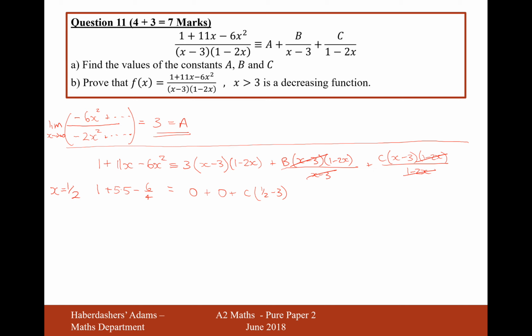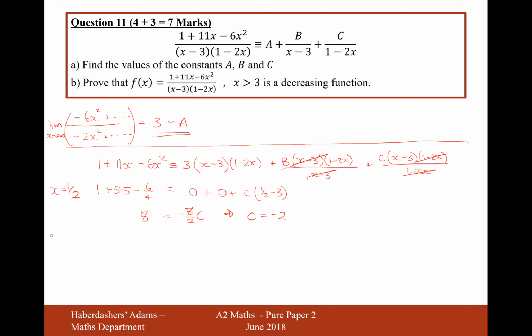Now let's work out what we've got on the left. We've got 1 plus 5.5 minus 6 over 4. So we've got 5 on the left. And on the right, we've got 1/2 minus 3, so that's minus 5 over 2. Cancel out the 5s from both sides, times by minus 2 on the other side, and we have C equals minus 2.